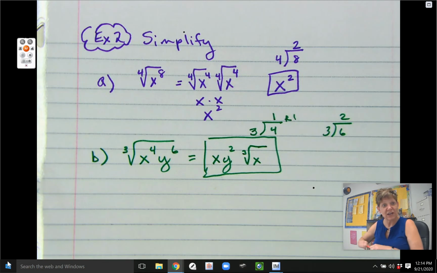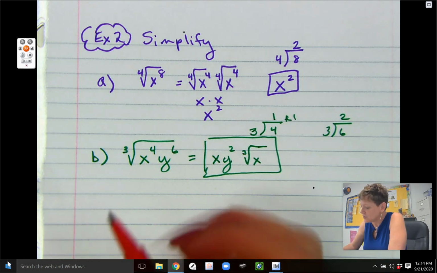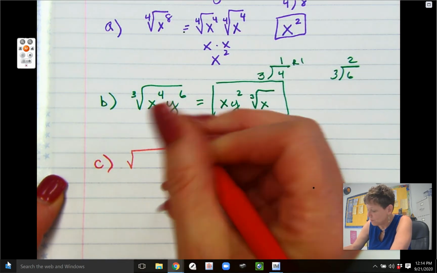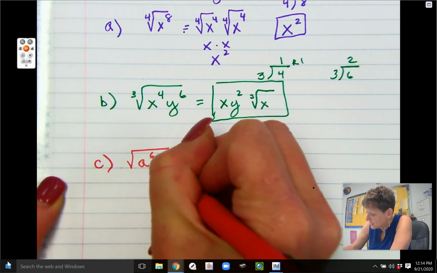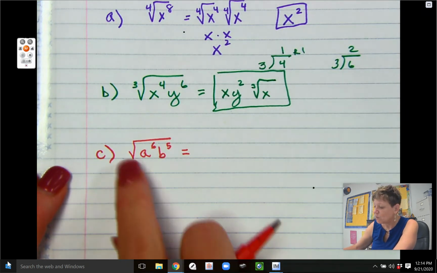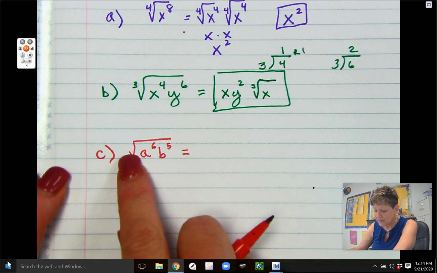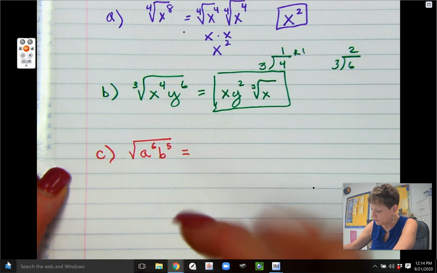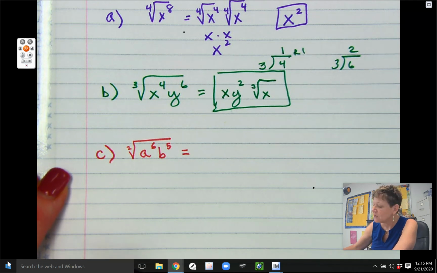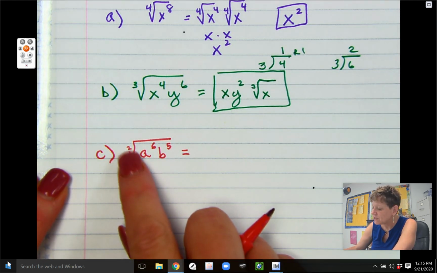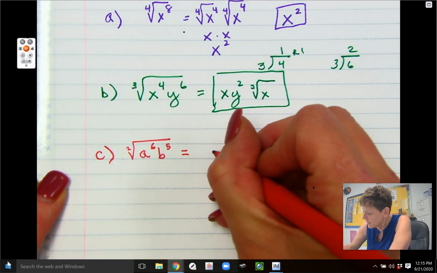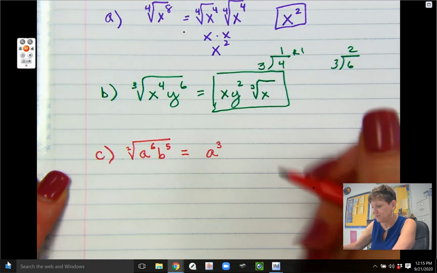All right, let's try another one like that. So then C is the square root of a to the 6th, b to the 5th. Now when there's no index written, your index is 2. So here, how many times does 2 go into 6? It goes in 3 times. So I'm going to have a to the 3rd.